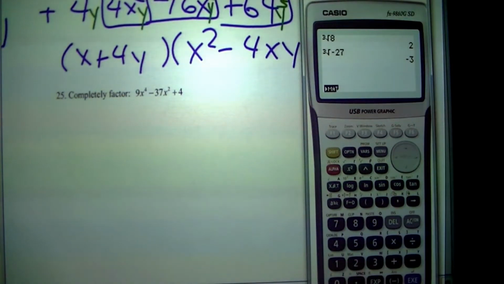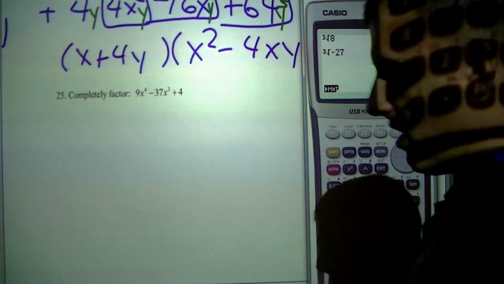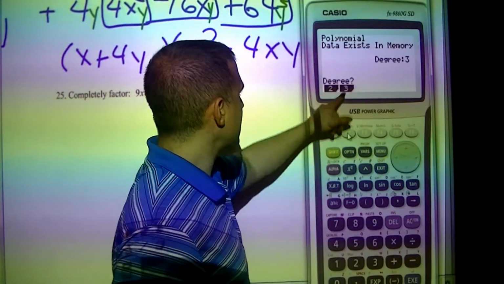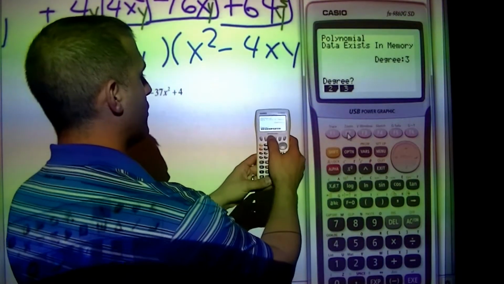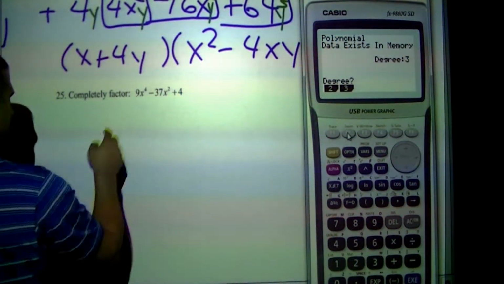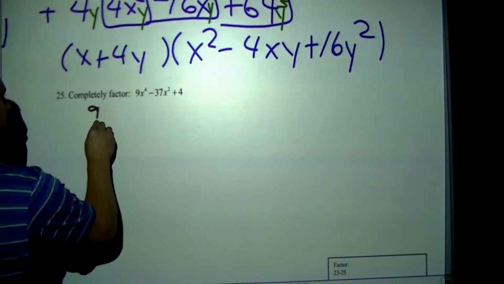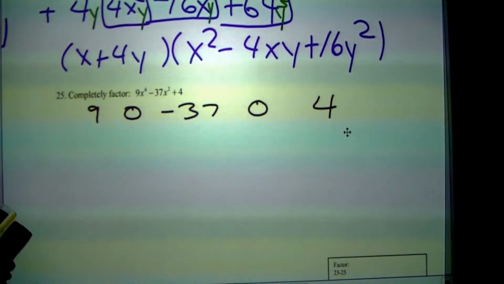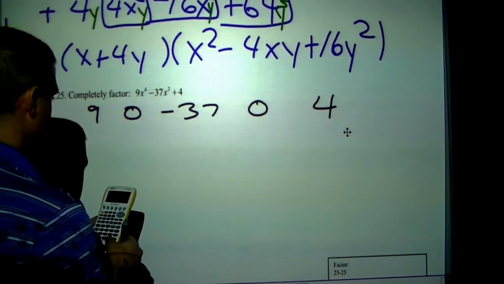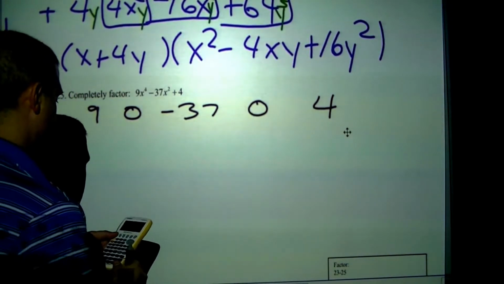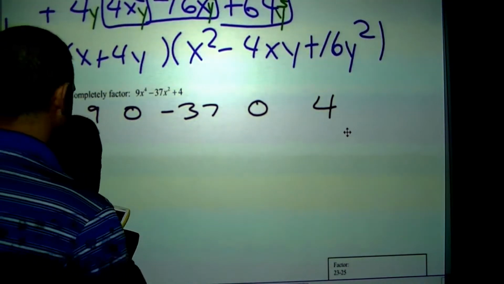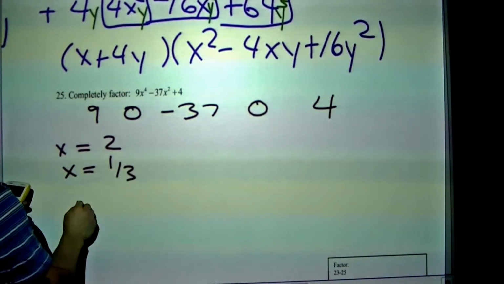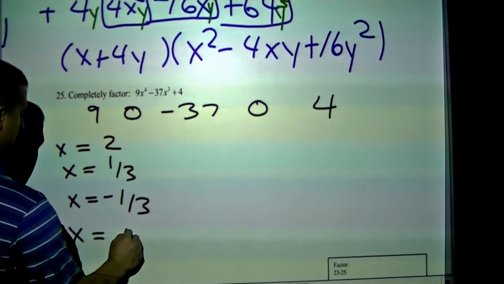Okay, what you can do is you can type this in going across. If you go to menu and equa, okay, so if I go to menu and equa, my degree is not going higher than 3. So yours will. So go to 4, and what I'm going to type in is 9, 0, negative 37, 0, and 4. Okay? All right? So 9, 0, negative 37, 0, and 4. If you hit solve, okay, you get these solutions. 2, basically 1/3, negative 1/3, negative 2.